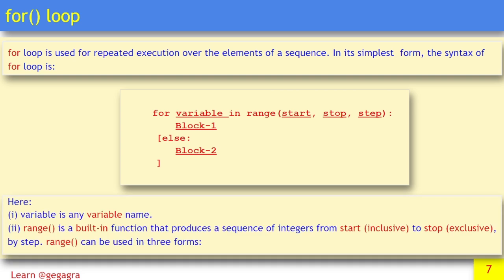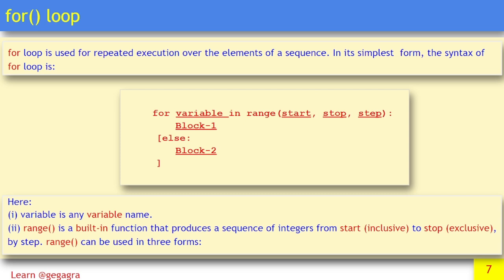Here, variable is any variable name. It could be a, it could be i, whatever the user wants. Range is a built-in function that produces a sequence of integers from start inclusive to stop exclusive. By step, the range function can be used in three forms.